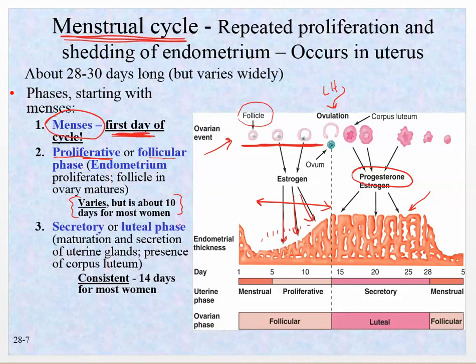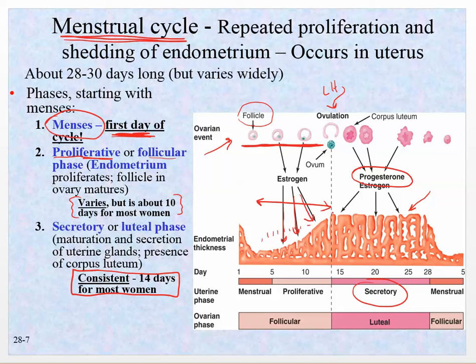But it's usually about 10 days, something like that. Everybody's a little bit different. And then after ovulation, we have the secretory phase, if we're talking about the uterine cycle, or the luteal phase, if we're talking about the ovarian cycle. And that's the maturation, secretion of uterine glands, presence of the corpus luteum. And this is actually very consistent. So after ovulation takes place, this part of the cycle is pretty consistent.